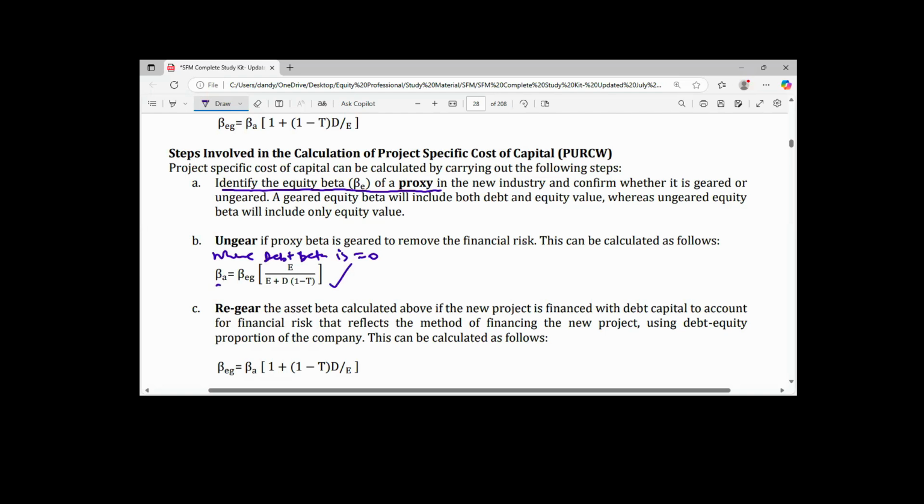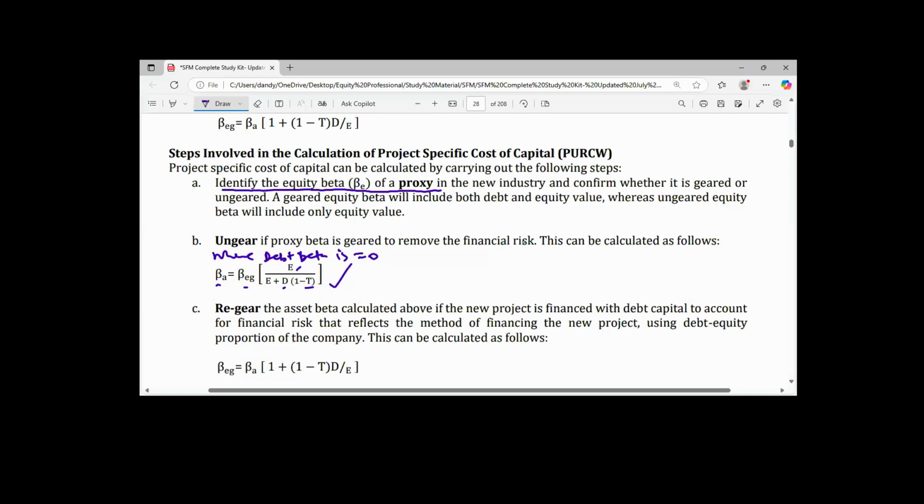BA is the beta assets. BEG is the beta equity of a geared company. E is the equity value of a proxy company. D is the debt value of a proxy company. T is the company tax rate, or the tax rate of a proxy company. So for step 1 and step 2, or step A and step B, you need the information of a proxy company. Whenever you want to identify the proxy beta or you want to ungear, in those 2 steps, you need the information of the proxy company.